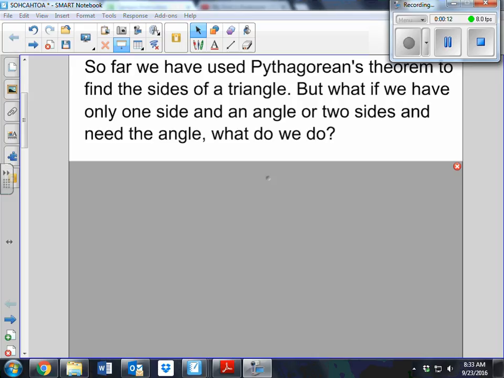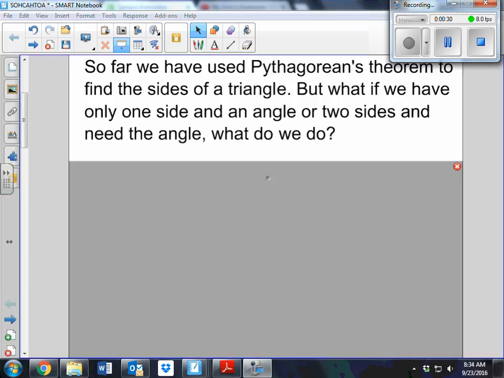So far we've used Pythagorean's theorem to find the sides of a triangle. That's when you have either the hypotenuse and one of the legs, or you have both the legs and you're trying to find the hypotenuse, or as we call it in physics, the resultant. You can use a squared plus b squared equals c squared to find the third side.